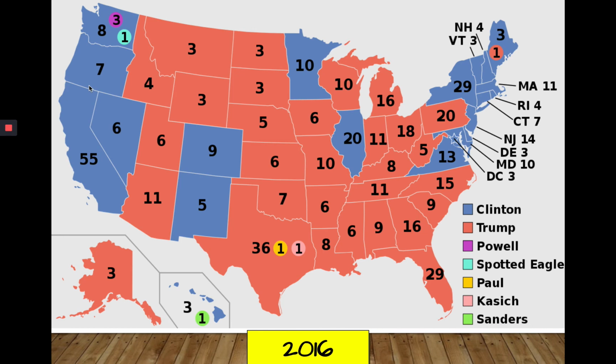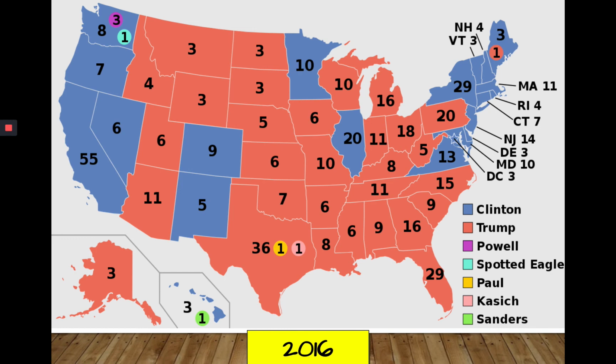did not vote for Hillary Clinton, even though they were told to. But 4 of our electors in our state chose to vote for somebody else. 3 of them voted for Powell, who wasn't running, Colin Powell, and 1 of them voted for Spotted Eagle. And that's the first Native American vote.